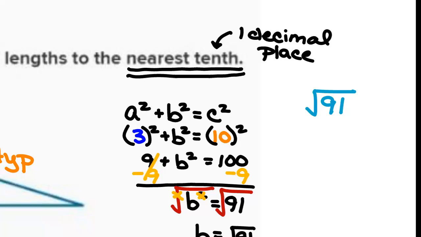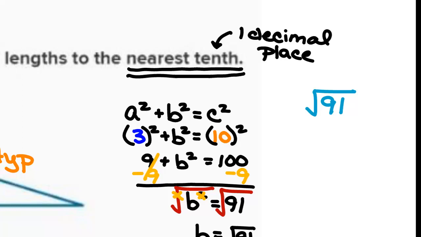What can go into 91? Well, there is something. What can go into 91? I know it's not 2 because it's not even. Can 3 go into it?